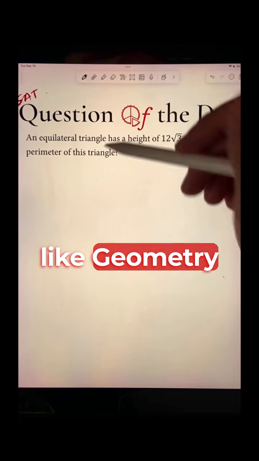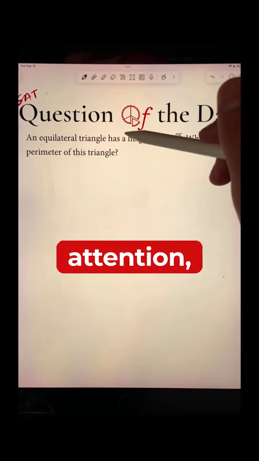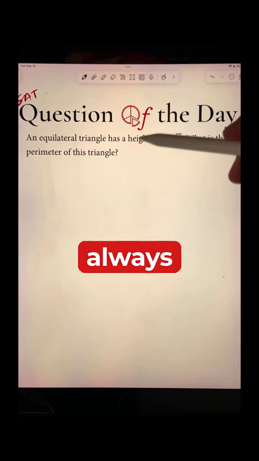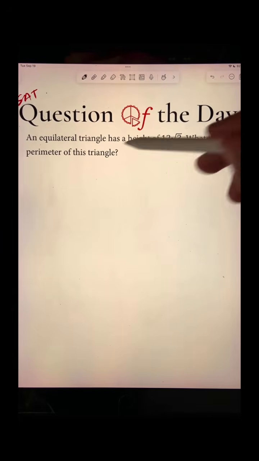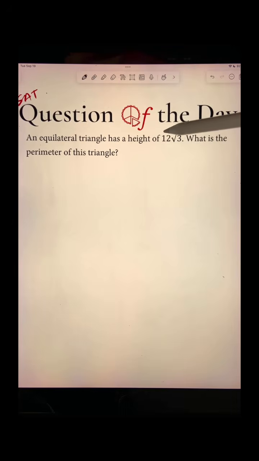All right, so if you don't like geometry on the SAT, pay very close attention because we're going to go over a few different things that always show up on the exam. So an equilateral triangle has a height of 12 radical 3. What is the perimeter of this triangle? Right? So the first thing to keep in mind, this is a hack.